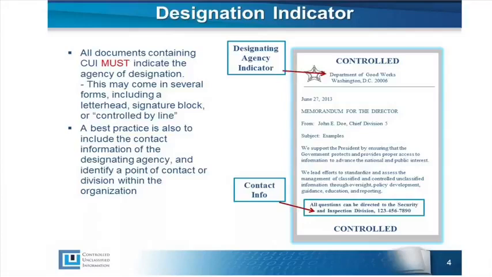The first step to marking CUI is to include the designation indicator. Consider this a sort of return address. At minimum, it should include the agency from which the CUI document originated. A best practice, however, would be to also include the name and contact information of the point person from the agency from which the CUI document originated. This step is essential as it is important for the receiving agency to know who to contact if they have any questions regarding the CUI contained in the document. The inclusion of a designation indicator ensures open communication between agencies regarding CUI and the proper handling of controlled and classified information.